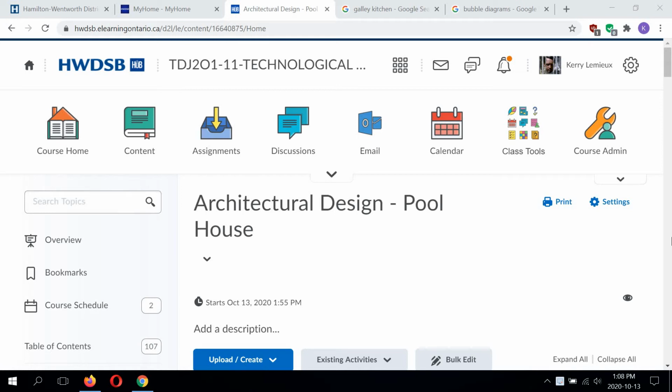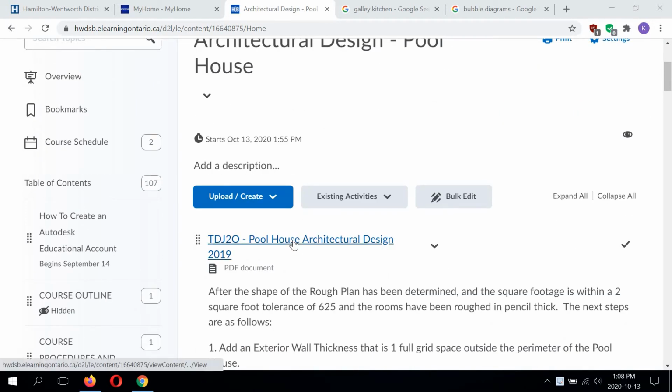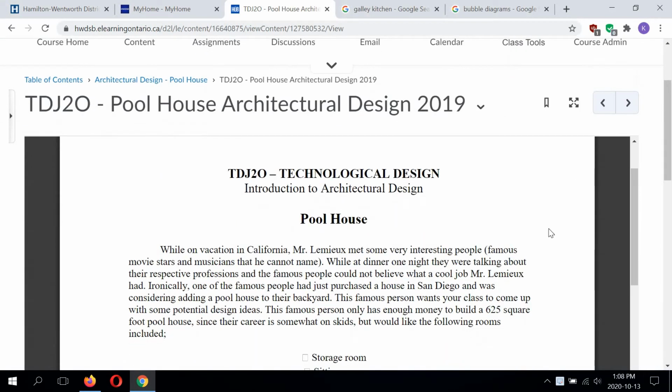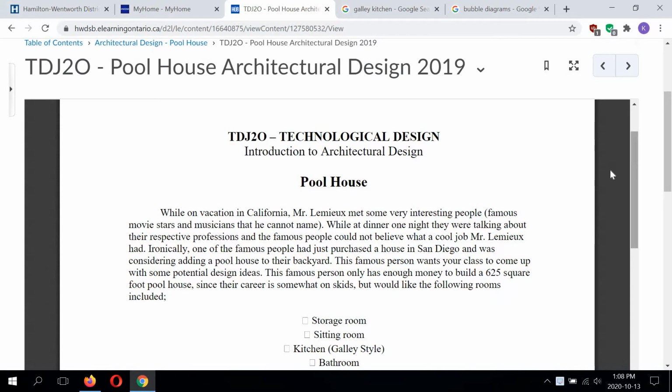This lesson is going to serve as the introductory lesson for architectural design specific to the pool house unit. So taking a look, we're going to first view the scope of the project. This is going to tell the story of what you need to do. Basically, you're going to be presented with a problem and you're going to have to come up with some possible design solutions.